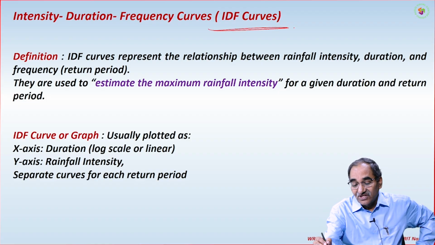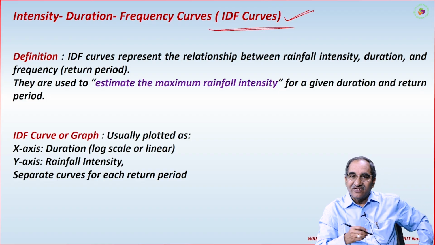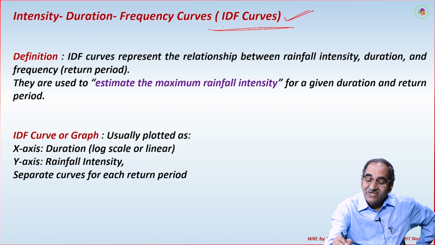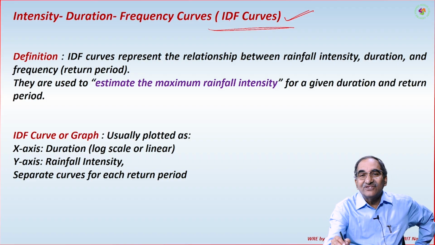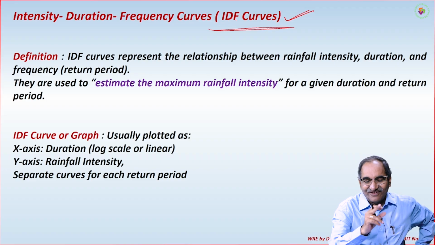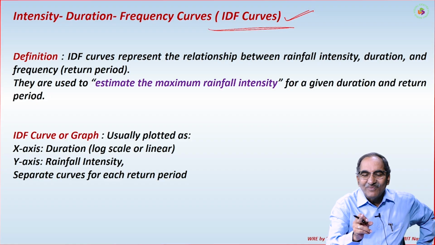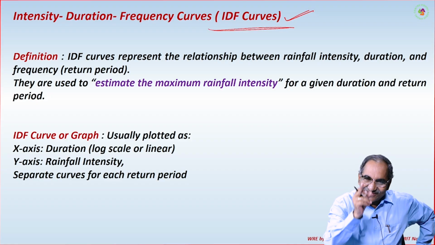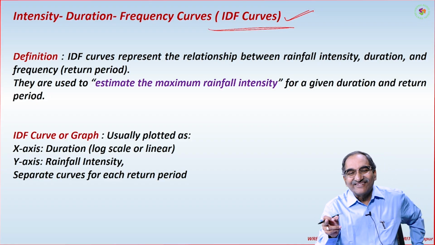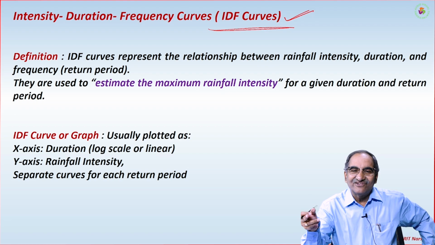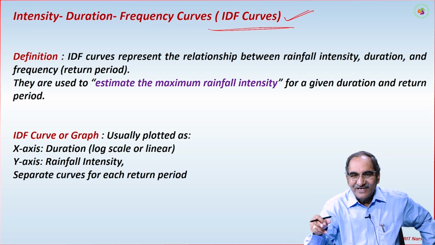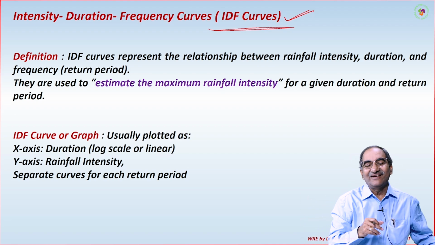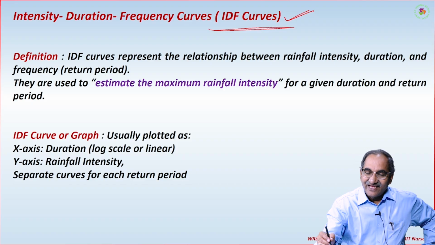Write short notes on IDF curves actually. I means what? I means intensity. D means duration. F means frequency. The moment I say F, F is the frequency, F is the probability, and in turn it is related to return period. 1 by probability or 1 by frequency is nothing but the return period. So that is the thing.